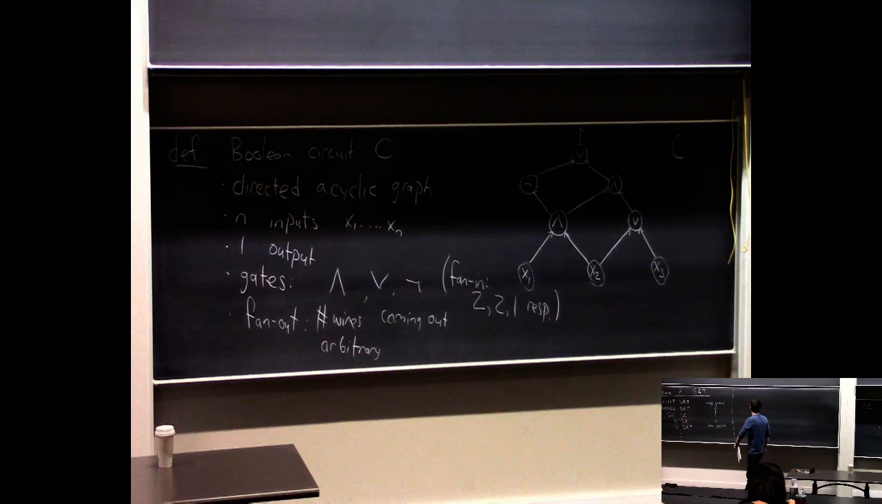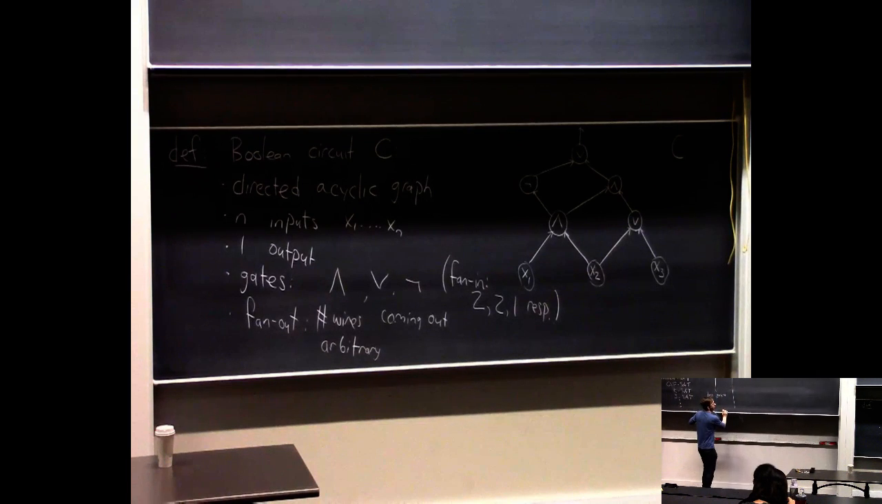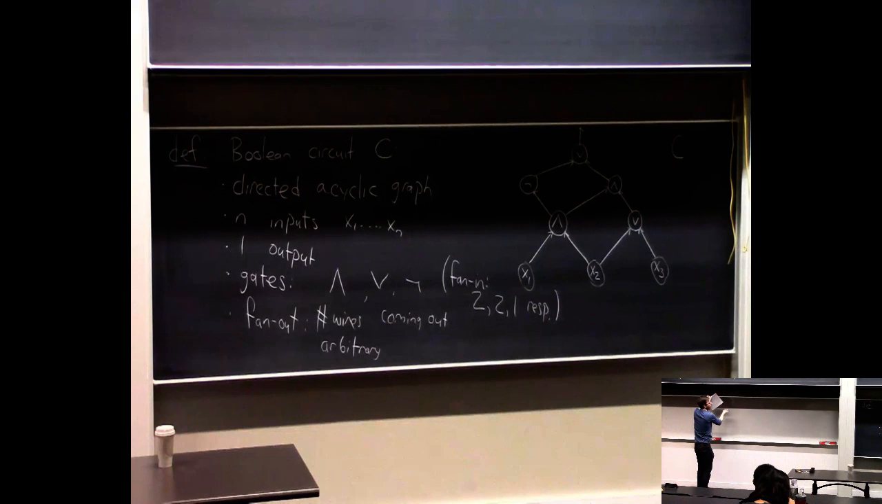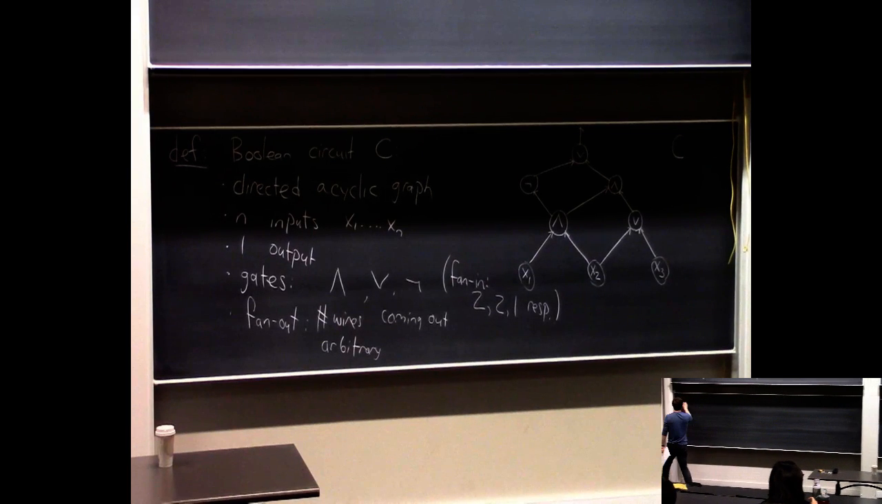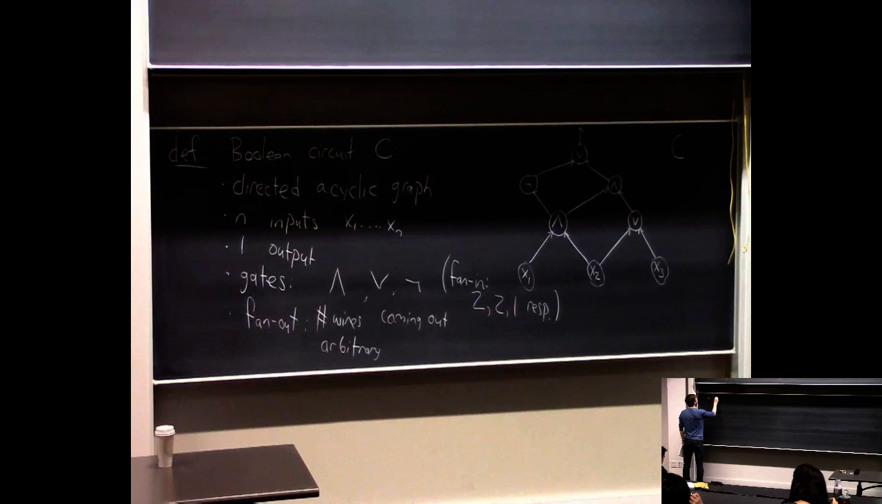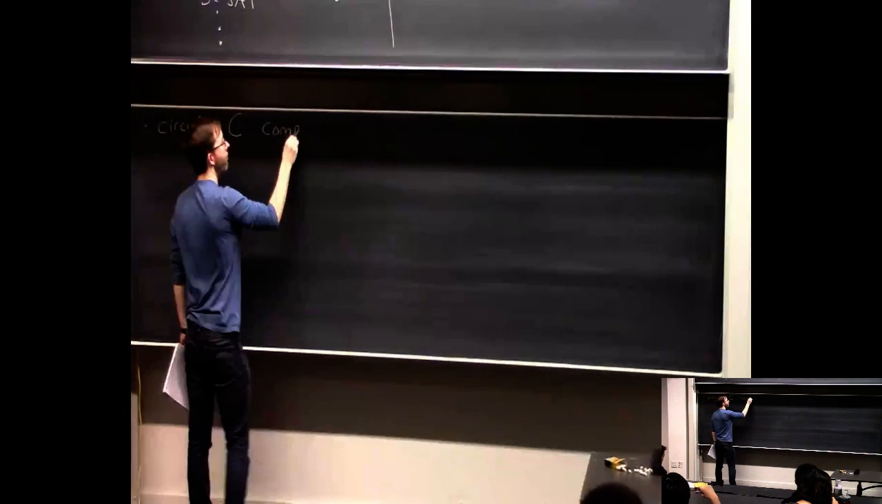Let's talk about, of course, why do you care about a Boolean circuit? You imagine it's doing some computation, that it takes in the n input bits and spits out an output bit in the obvious way. You compute the gates as you go up. And so really, you can think of C, a circuit, as computing a Boolean function.